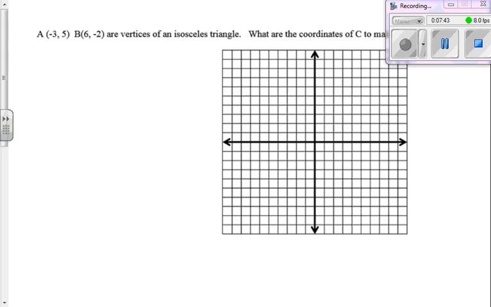First thing you do, start by plotting your points. So I'm going to plot A. 1, 2, 3, 1, 2, 3, 4, 5. B, 1, 2, 3, 4, 5, 6, down 2. B is right here. And of course, you'll use a straight edge to draw your line.